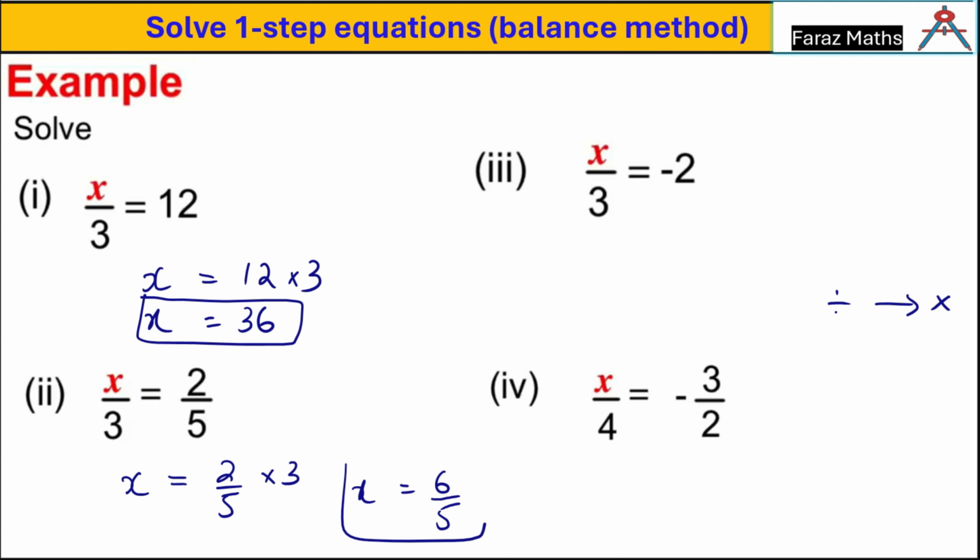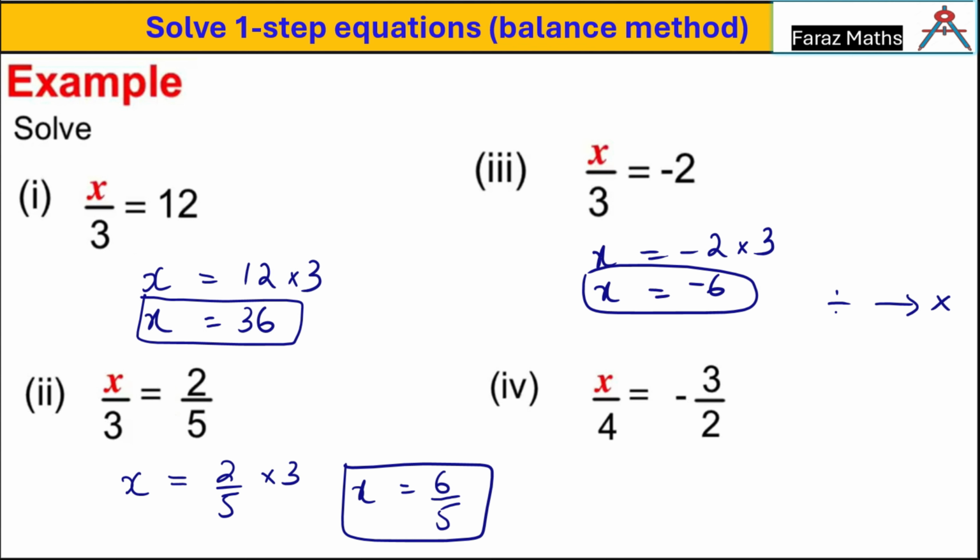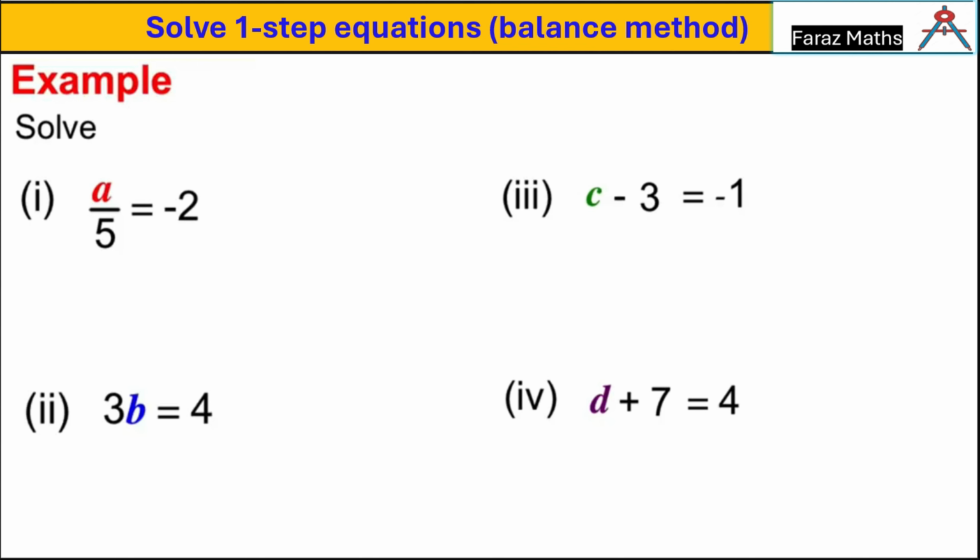Here 3 is in division, it will multiply on the right side. So x is equal to minus 2 into 3, minus 6. Again 4 is in division, it will multiply. So minus 3 over 2 times 4. 2 ones are 2, 2 twos are 4. So x is equal to minus 3 times 2, which is minus 6. Okay, coming to the next, a over 5 is equal to negative 2. So 5 is in division, it will multiply: minus 2 into 5. So a equals minus 10.